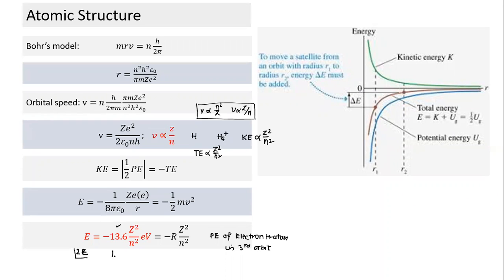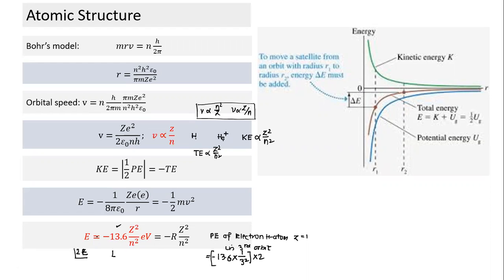Total energy I can easily calculate for the hydrogen atom. I'll substitute Z equal to 1 and n equal to 3. So if I have to calculate the potential energy, it will be equal to minus 13.6 into 1 squared divided by 3 squared, the whole thing multiplied by 2.